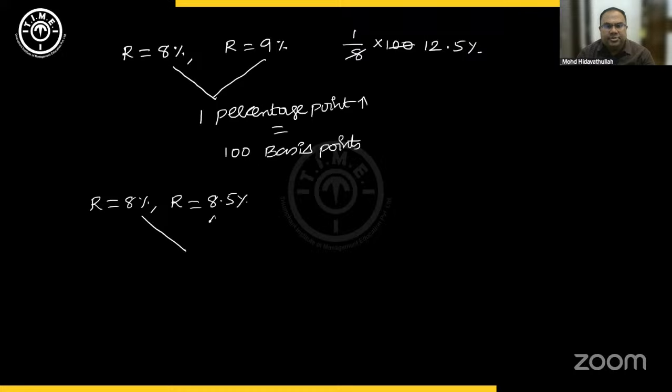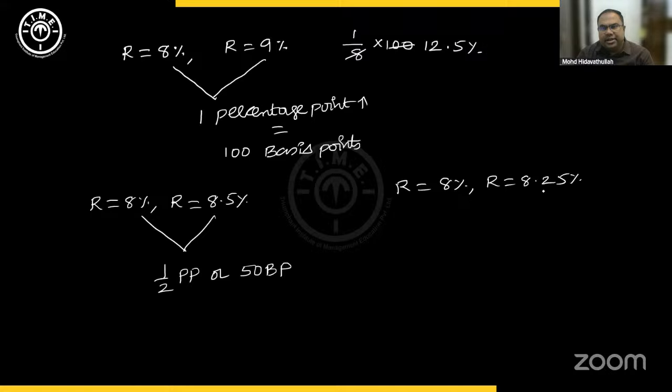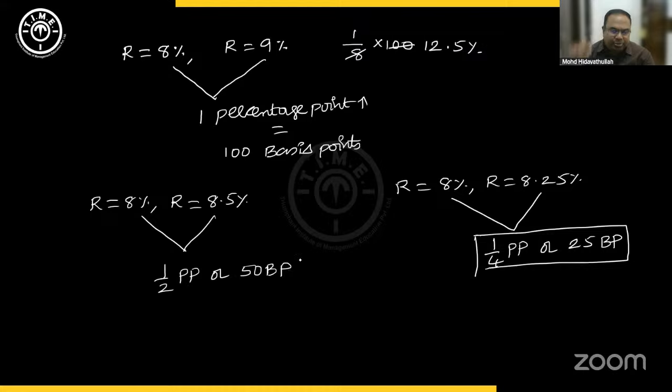I can say it has increased by half percentage point, or I can say 50 basis points. What are these basis points? RBI decreased its CRR by 25 basis points, and the repo rate decreased by 50 basis points. 1 percentage point is equal to 100 basis points. Rate of interest 8% has become 8.25 percent. So it has increased by 1/4 percentage point, or I can say 25 basis points.